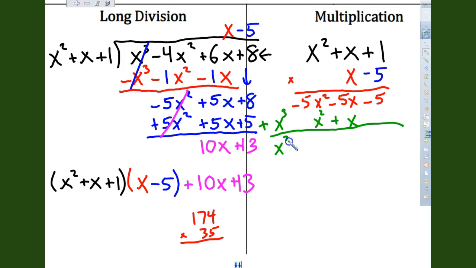So we got x to the third minus 4x squared minus 4x and then minus 5. And you can see that these don't match each other, right? But that's because we haven't done the remainder yet. So let's add the remainder now to complete it. Do one more step.